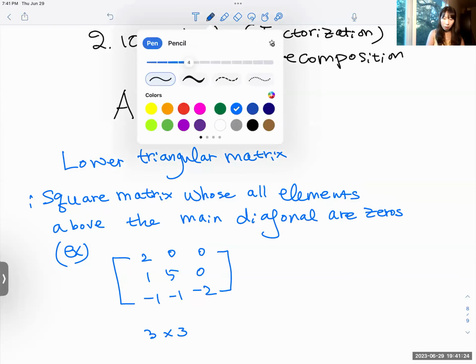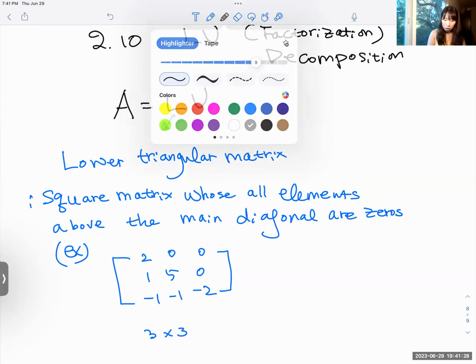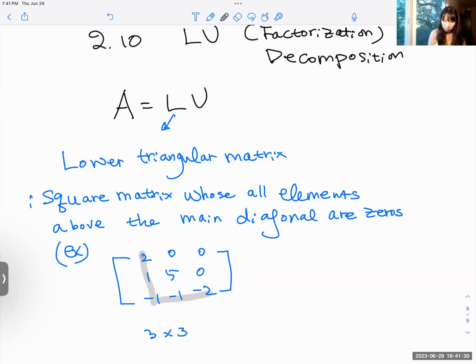If we draw a triangle here, we can see the triangle with all the real numbers. So it's a lower triangular matrix. How about U? U is upper, so it's the opposite.